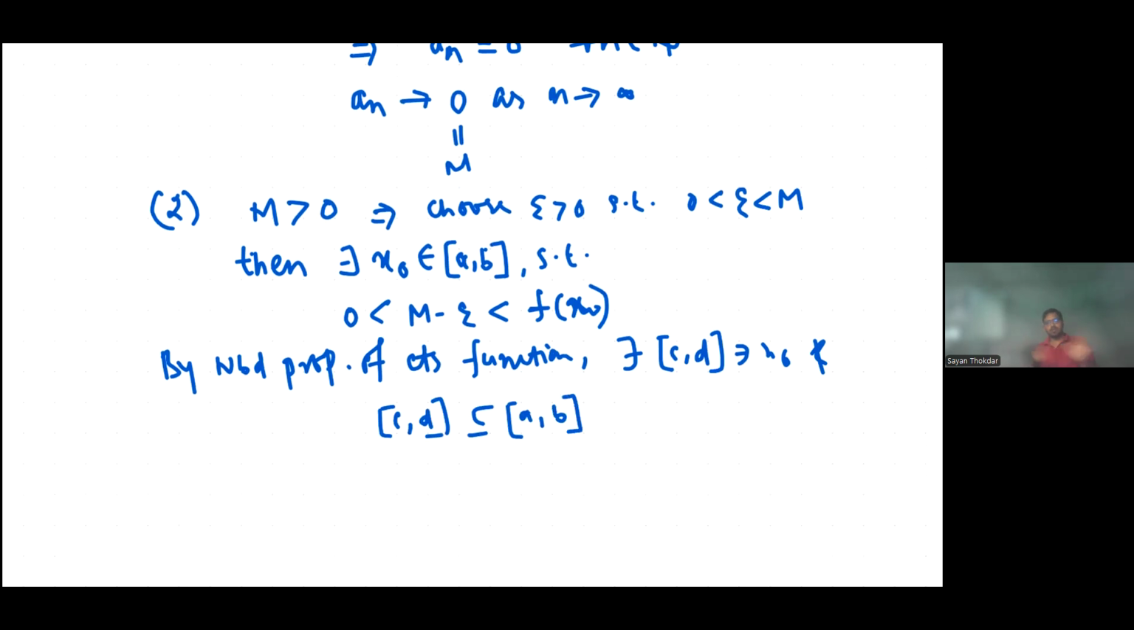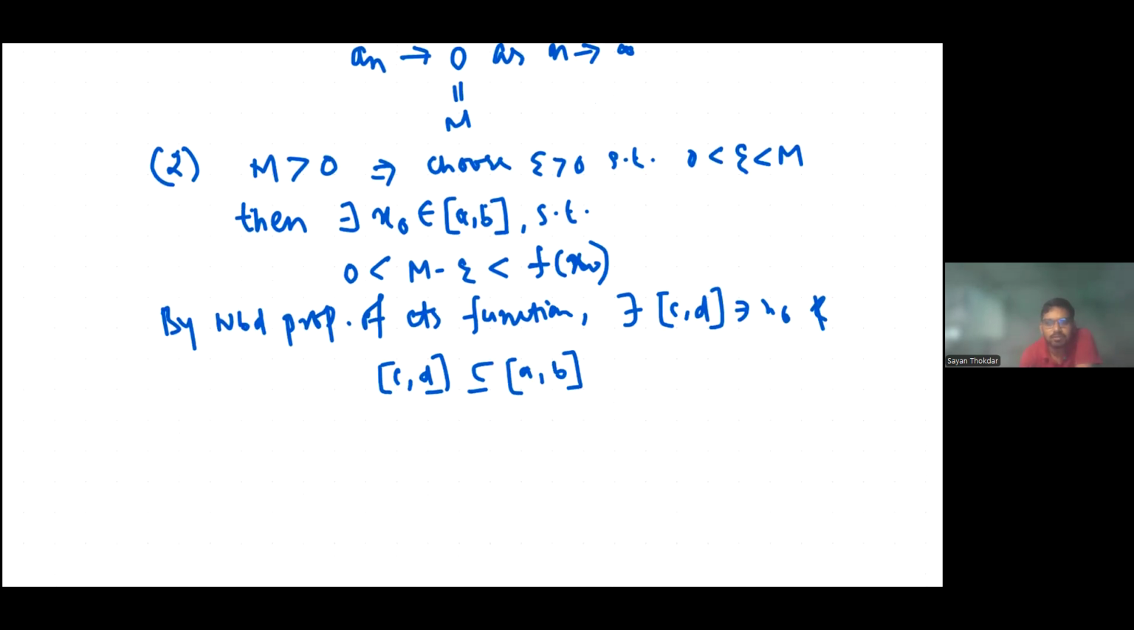[c, d] is contained in [a, b]. It contains x naught, and (c, d) is an interval such that f of x is greater than M minus epsilon for every x belonging to (c, d). Okay, this is the neighborhood property. Why do we consider that?